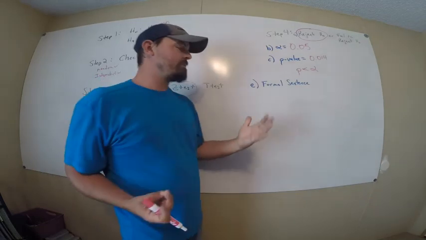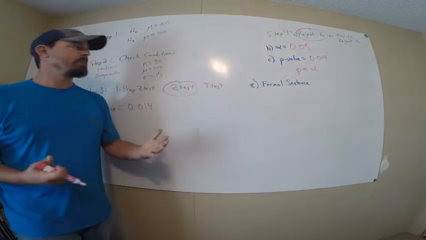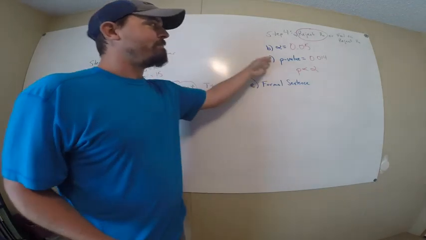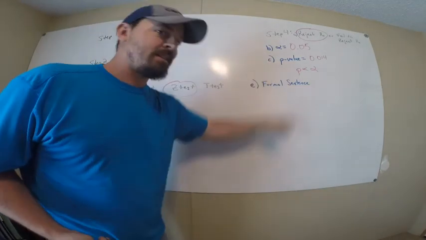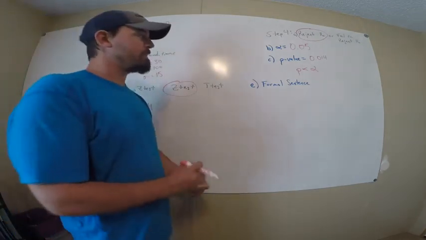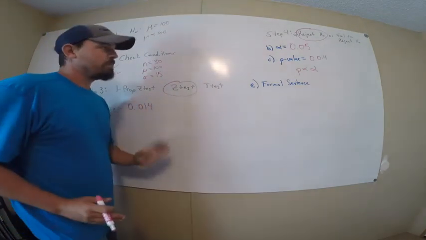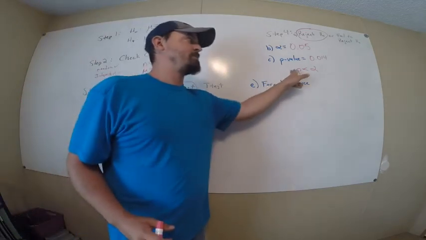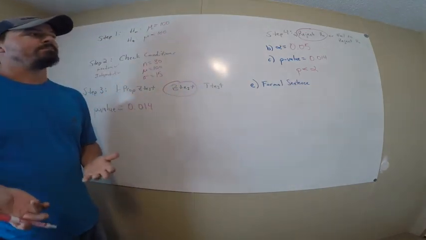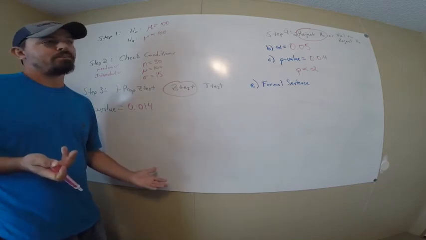Do what you got to do. Get it tattooed on your arm. Whatever you got to do, get that part down, because if you mess up that part, it'll essentially mess up your whole problem. It'll mess up your conclusion. It'll mess up everything. So you really got to know your rules, or specifically this rule. If p is less than alpha, I reject the null hypothesis. If p is greater than alpha, I fail to reject the null hypothesis.